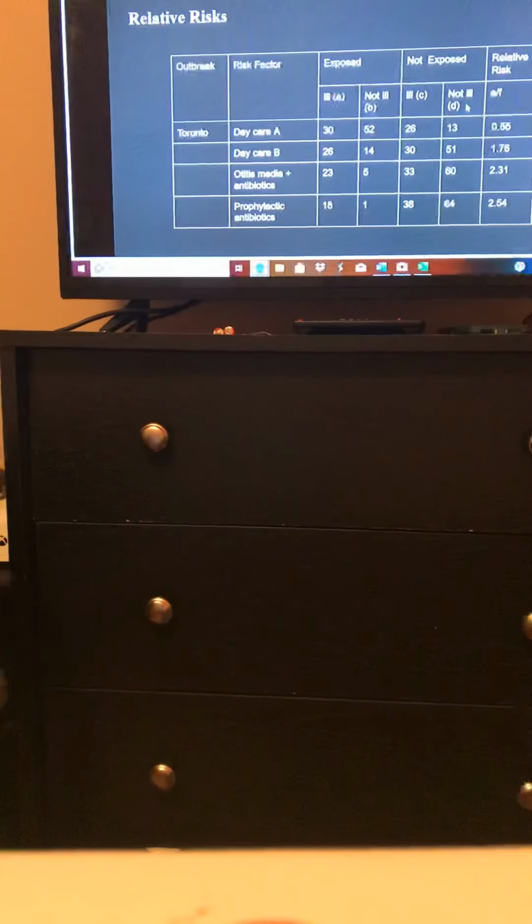So if you look at the daycare A data, you will use the first two numbers to calculate for E. First, you're going to want to take the sum of the ill and not ill together, 30 and 52, which will give you 82. Then you will take the number for ill and divide it by that sum, so 30 divided by 82. This will give you approximately 0.37.